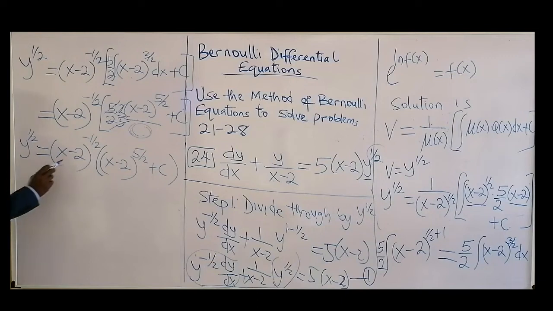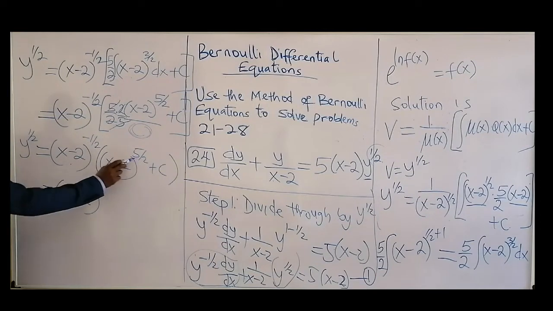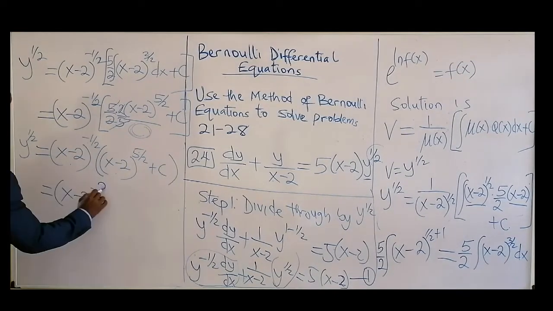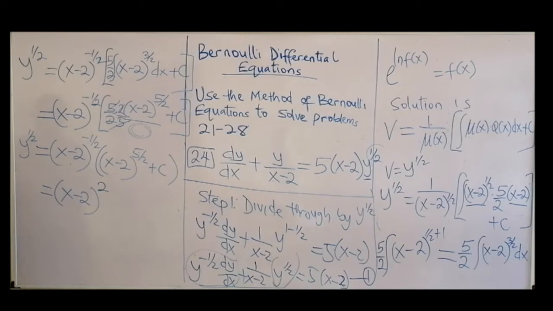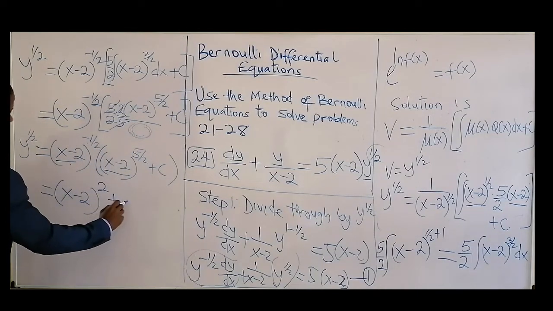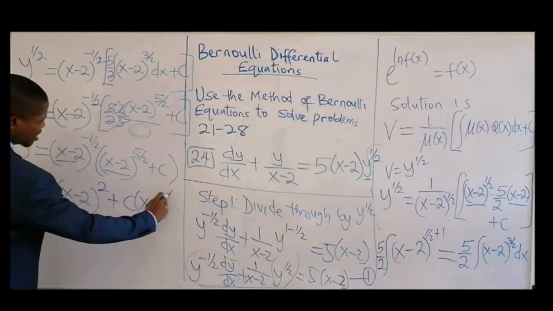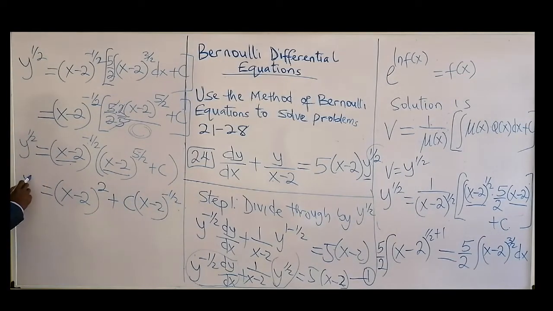So let's expand. This one times this one will be equal to (x minus 2) to the power minus half plus 5 over 2, that's power 2. They have the same base, so just take one of the bases and add the powers together. Then plus c into bracket (x minus 2) to the power minus half equals y to the power half. So that's that.